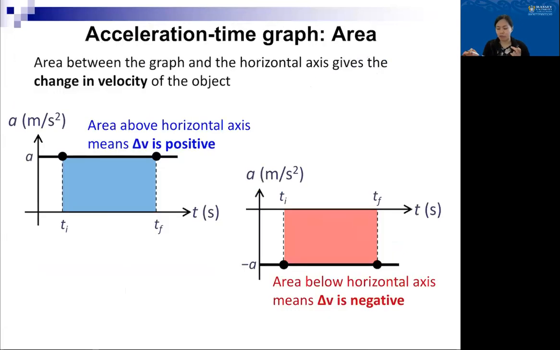So for example, for this acceleration versus time graph, as we can see here, the shaded area between the graph and the horizontal axis is rectangular. So you can just use the area of a rectangle.